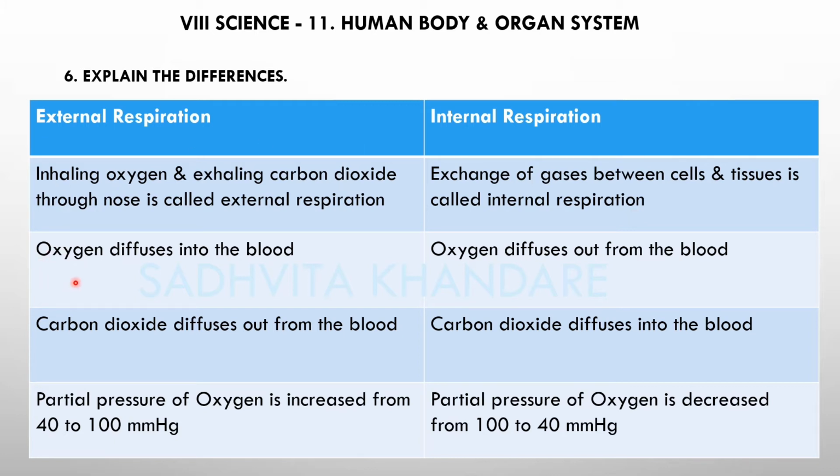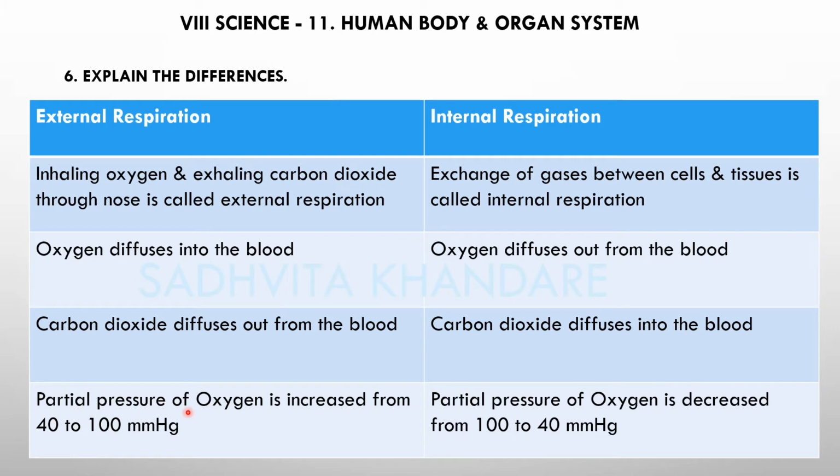In external respiration, oxygen diffuses into the blood and carbon dioxide diffuses out from the blood. In internal respiration, oxygen diffuses out from the blood and carbon dioxide diffuses into the blood. See children, these two are opposite of each other. Here oxygen diffuses inside, here carbon dioxide goes out. Here oxygen diffuses out, and here carbon dioxide diffuses in.